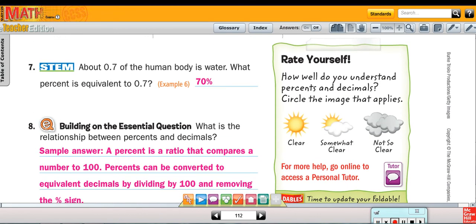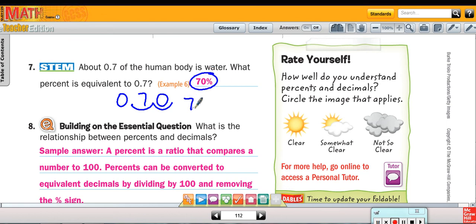Now let's look at our word problem number 7. About 7/10 of the human body is water. What percent is equivalent to 7/10? Well, if I have 7/10 and I want to change to a percentage, it appears I'm getting larger, even though they're equivalent values. So I multiply by 100, annex my 0, and I get 70%.